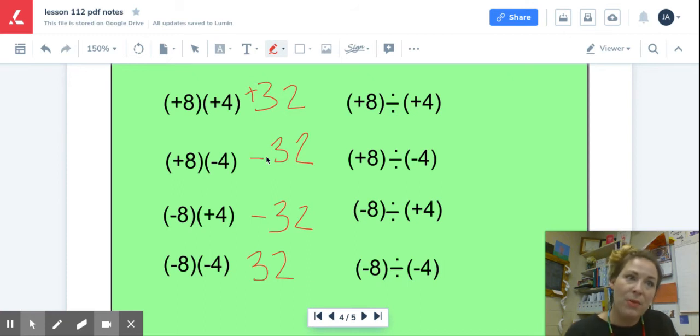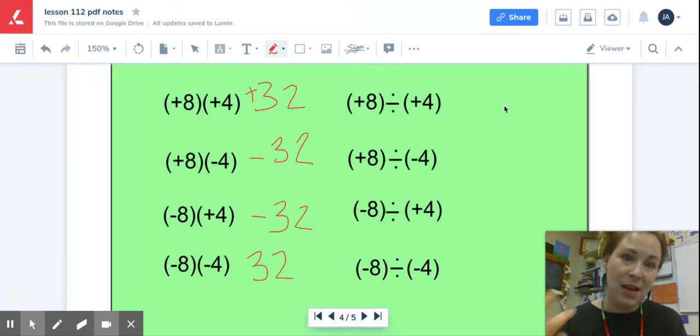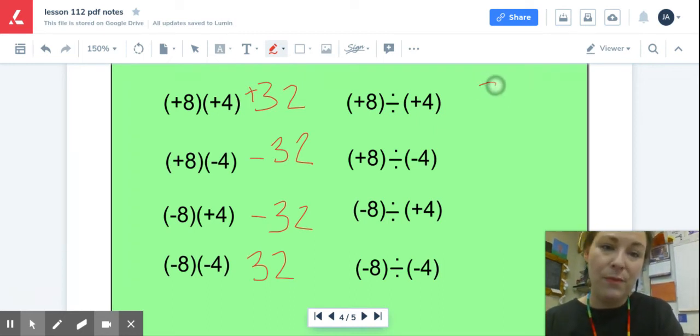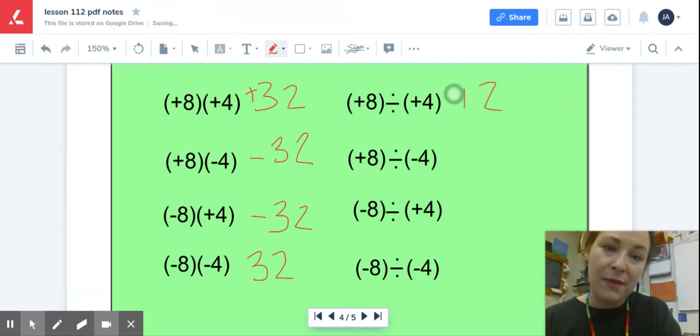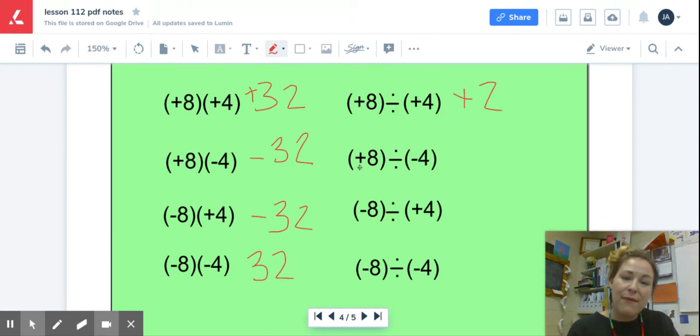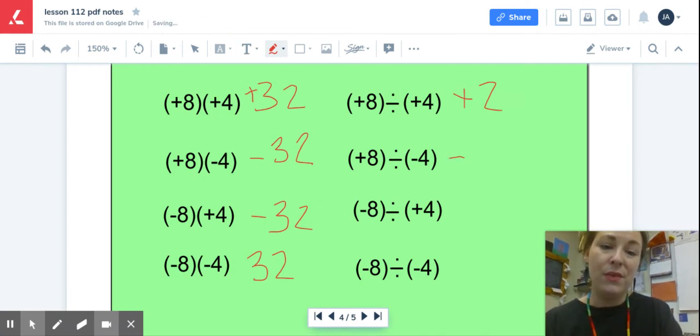Let's go ahead and solve a couple of quotients. So we have a positive 8 divided by a positive 4. A positive and a positive, our answer will be positive because they are both the same. So we have 2. Or, of course, you could say positive 2. We have a positive 8 divided by a negative 4. One of them is positive, one is negative. When they're not both the same, our quotient will be negative. So now we have a negative 2.